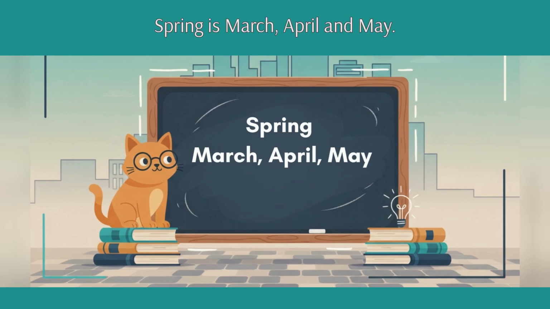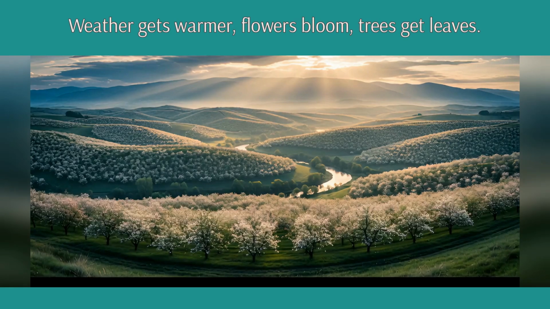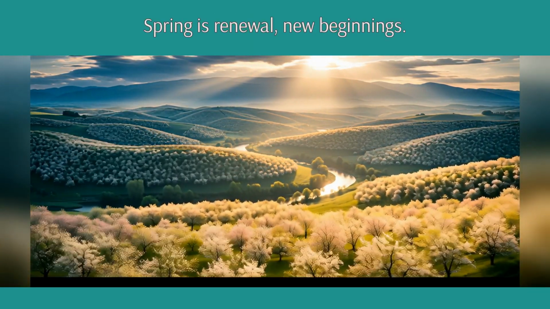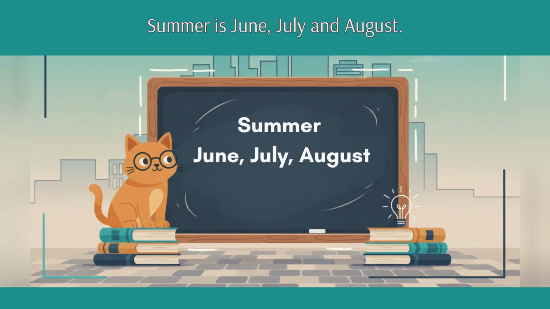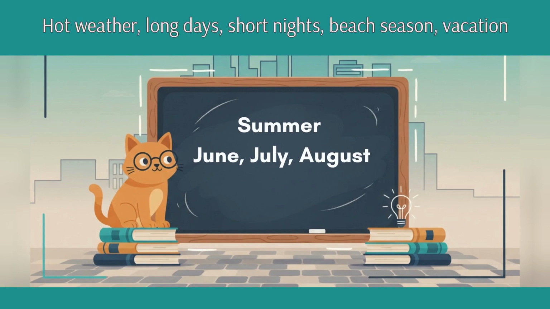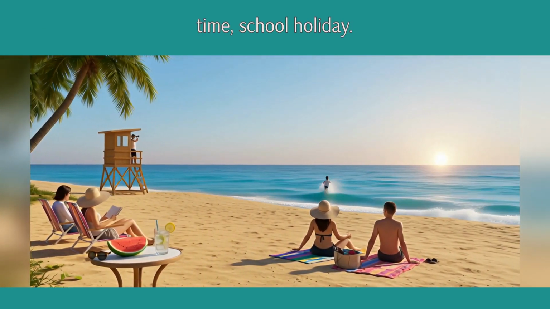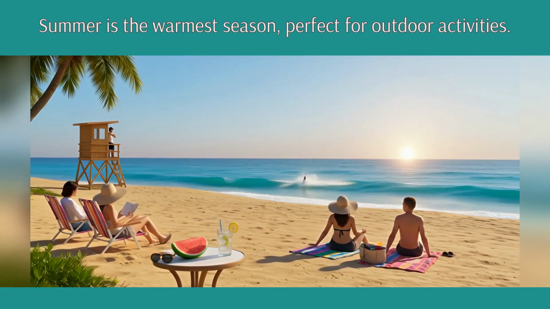Spring. Spring is March, April, and May. Weather gets warmer, flowers bloom, trees get leaves, rain is common. Spring is renewal, new beginnings, nature wakes up. Summer. Summer is June, July, and August. Hot weather, long days, short nights, beach season, vacation time, school holiday. Summer is the warmest season, perfect for outdoor activities.